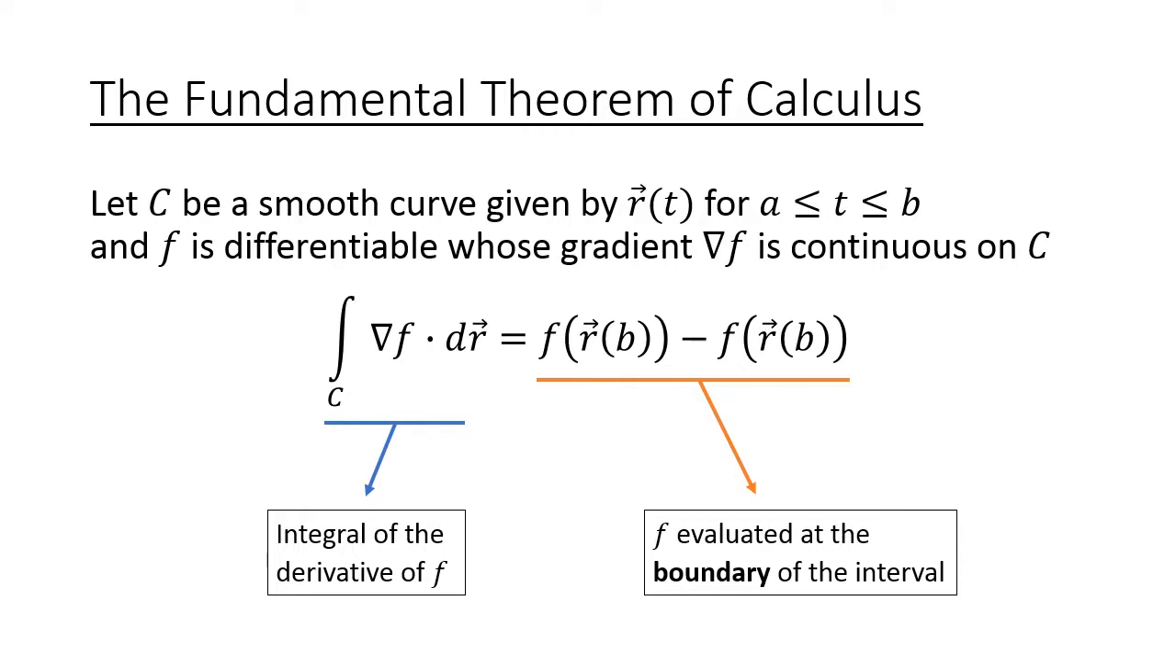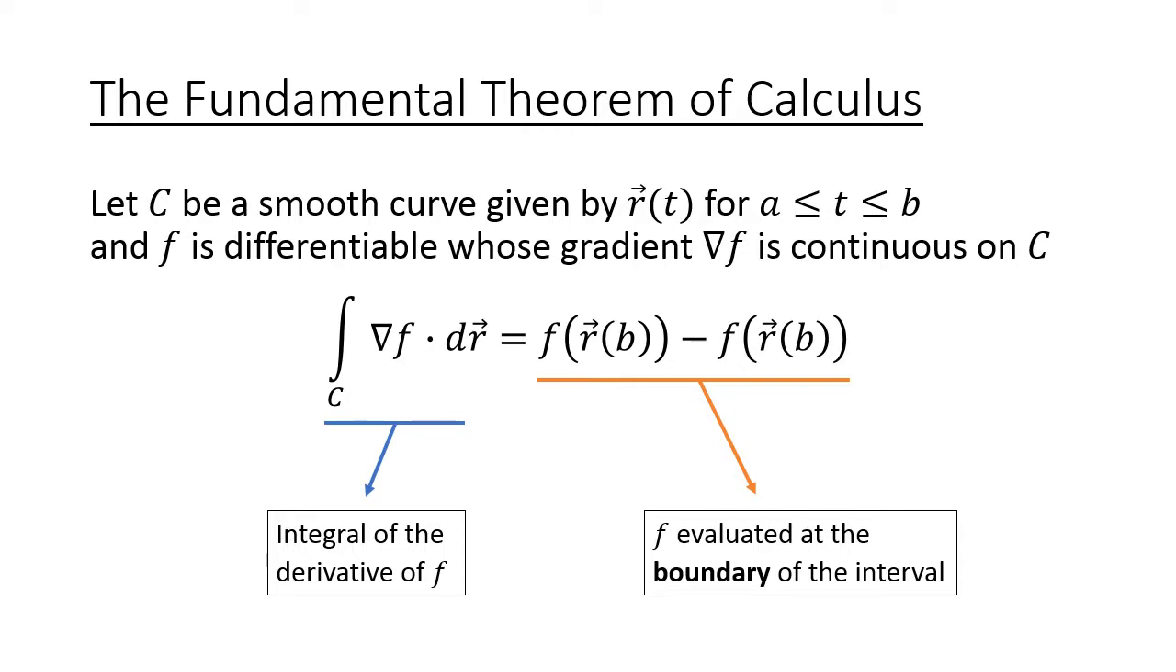Again, we're given a curve C through space that is going to be defined by a vector function r of t on some finite interval from a less than or equal to t less than or equal to b. Now, if f is differentiable, we're going to be able to find that gradient of f. And if that gradient of f is continuous on C, then if I'm taking the integral of the gradient, I'm really taking the integral of the derivative of f.